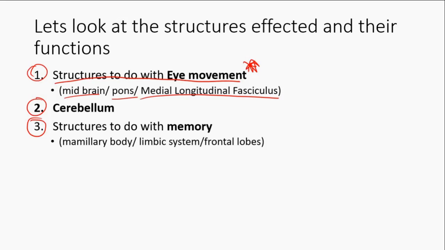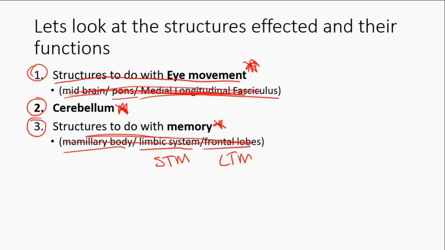That's how you get coordination of eye movement. The second one is your cerebellum. Okay, this is going to be affected. And then your structures to do with your memory, so your mammillary body and your hypothalamus, your limbic system and your frontal lobes. Remember, your limbic system is to do with short-term memory and long-term memory. So let me just say here, to make your life a little bit easier, your midbrain, pons, medial longitudinal fasciculus, you don't really need to remember if you don't want to. And your mammillary body, limbic system, frontal lobes, you don't have to either. Just for now, remember these 3. It would be amazing if you could remember these though.